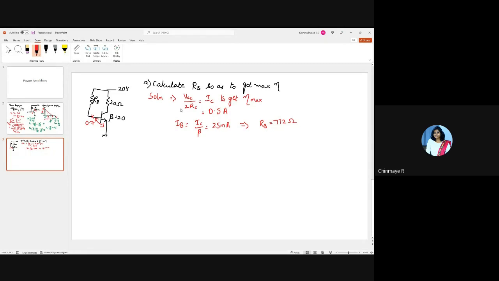So in order to get the maximum efficiency, how did we derive this? We started off with what should be the collector current in order to get the maximum efficiency, and from that, as the base, we calculated RB. Okay.